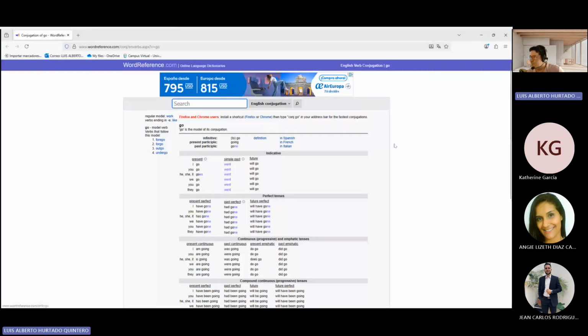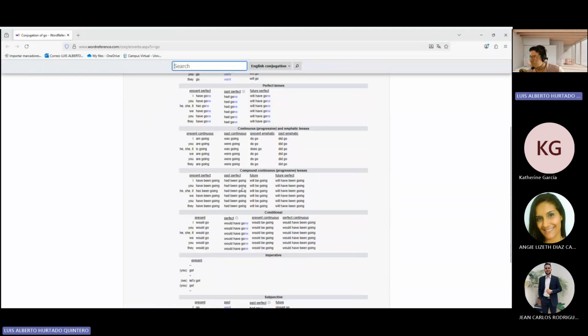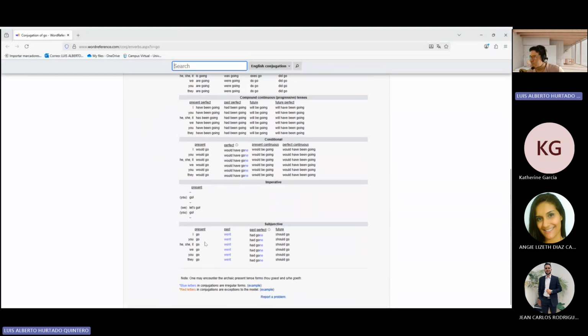Can you see the window now, the website with the word go or not? Yes, sir. Okay, now this is what I was talking about with the verb go. The present tense is go, the past changes to went, and the past perfect is gone, when you are using he has gone to the movies or anything like that.